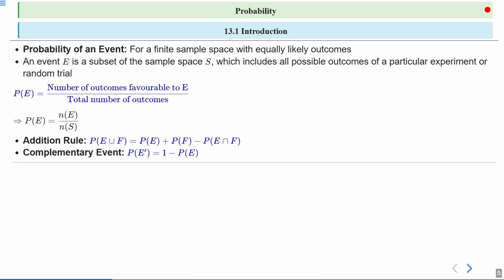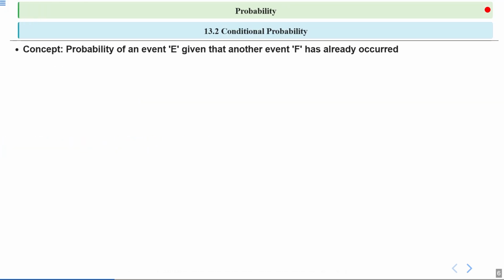Now complementary events. The complement of event E is written as E dash, which is basically E complement. It is everything in the sample space that is not in E. So probability of E complement is basically 1 minus probability of E, right?